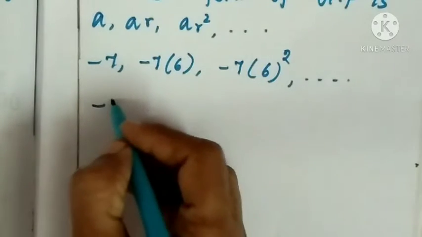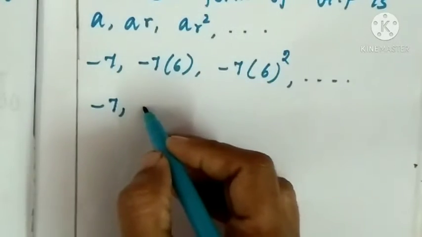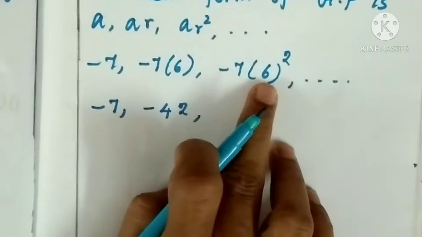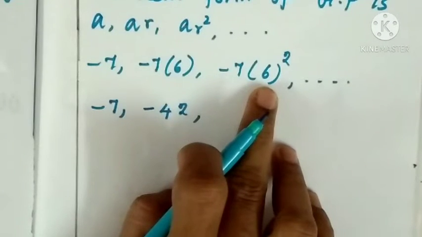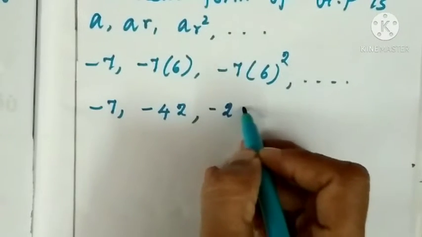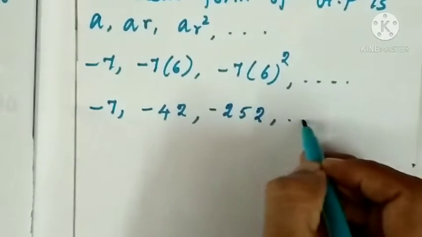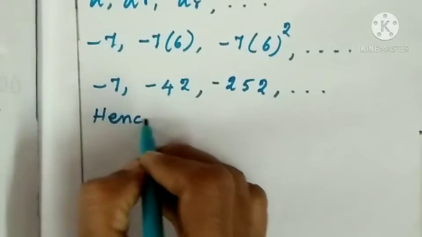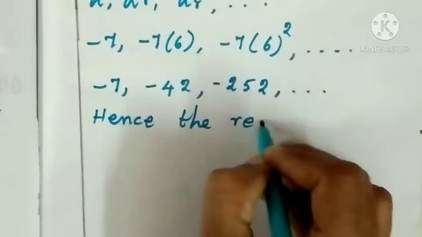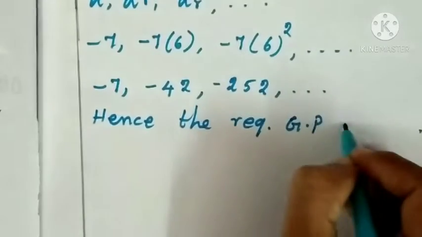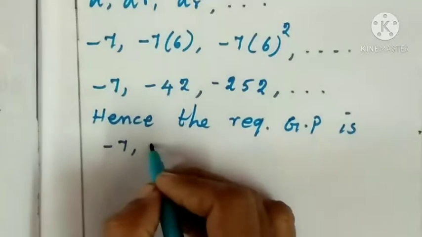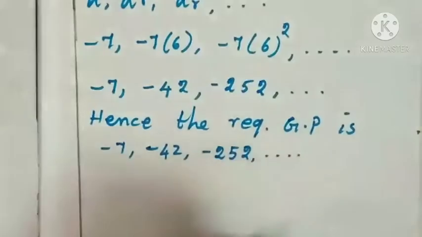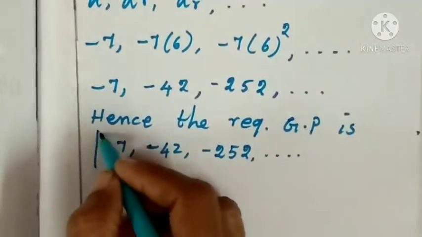It can be written as -7, -42, 36 into -7, that is -252 and so on. Now you take down and write the answer. Hence, the required GP is -7, -42, -252 and so on. This is the answer for this question.